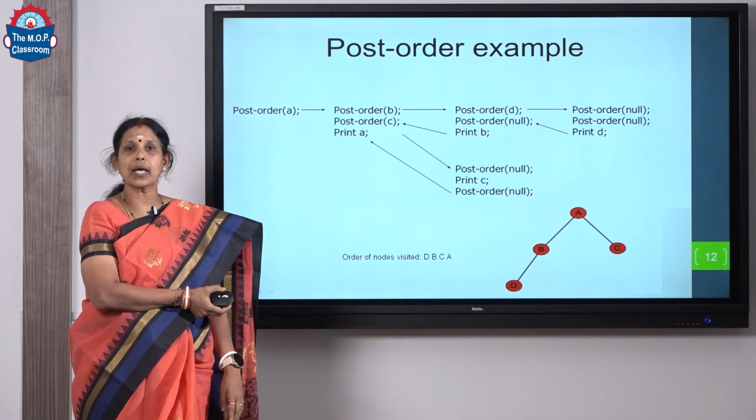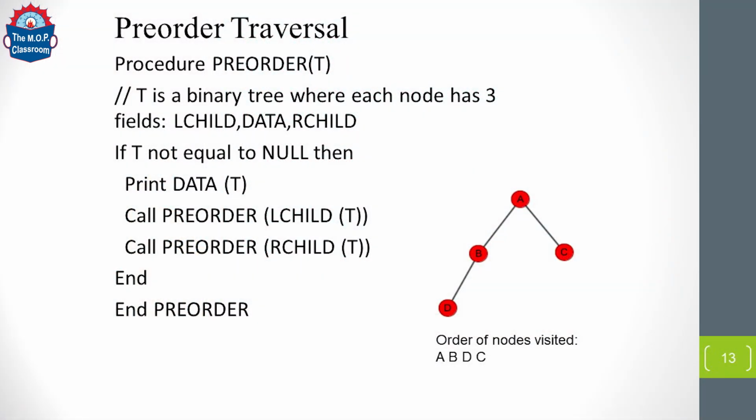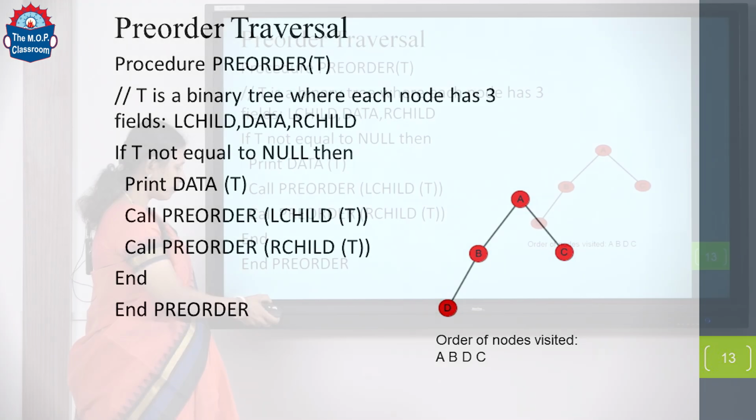Next, we will move on to the pre-order tree traversal. In pre-order tree traversal, we will be visiting the data first, then the left subtree, then the right subtree. So, here if t is not equal to null, then print data of t, call pre-order of the left child of t, call pre-order of the right child of t. With that, the procedure ends.